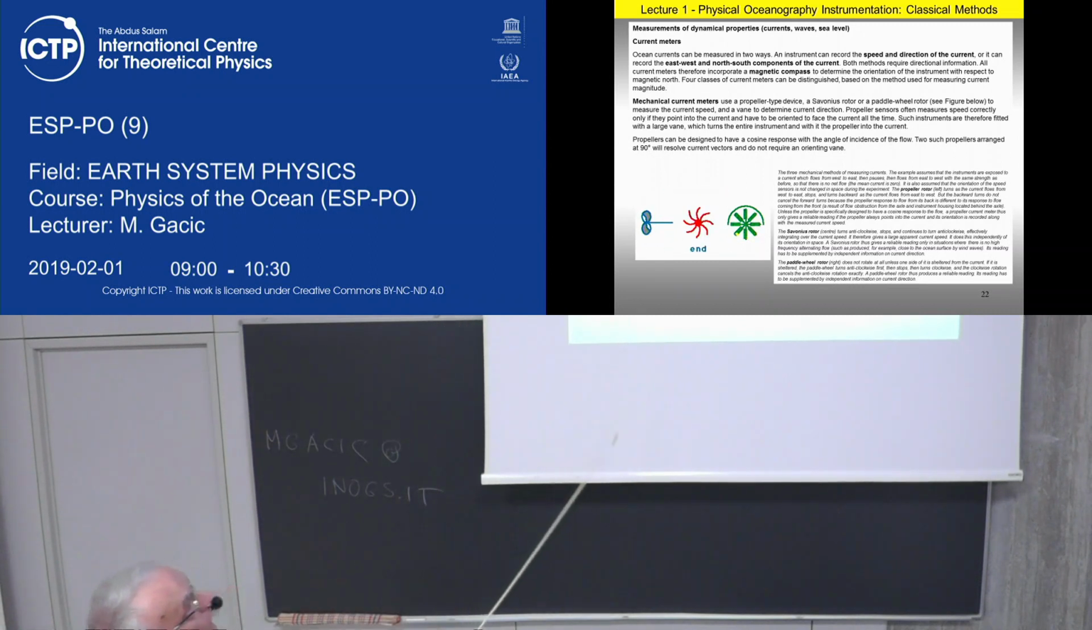Current meters, ocean currents can be measured in two ways. An instrument records the speed and direction of the current, or it can record the east-west and north-south components, which is equivalent. Both methods require directional information. All current meters therefore incorporate a magnetic compass.